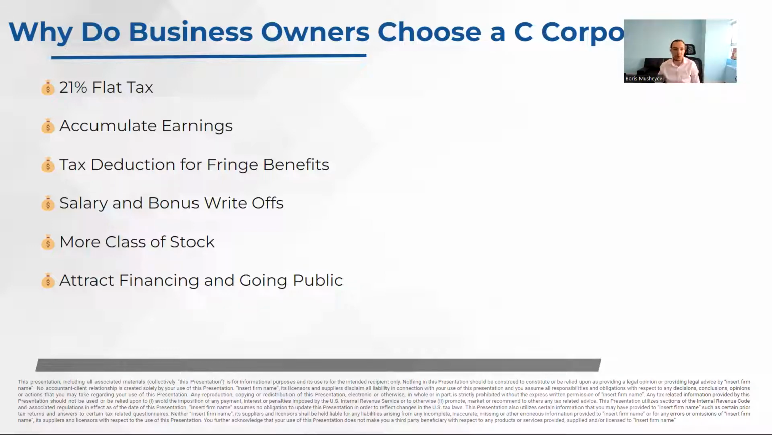Tax deduction for fringe benefits and salary and bonus write-offs. This specifically refers to one-owner employees. So if you have a business and you are the only employee, whatever it is, you run it yourself. I've seen successful businesses run by one employee making a couple of million dollars, an awesome business model. Guess what? Being an S corporation, you can't have fringe benefits, but being a C corporation, you can actually write off fringe benefits and provide benefits to yourself as an employee of a C corporation.